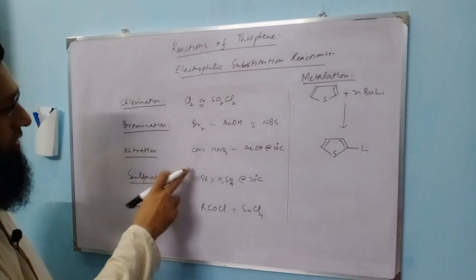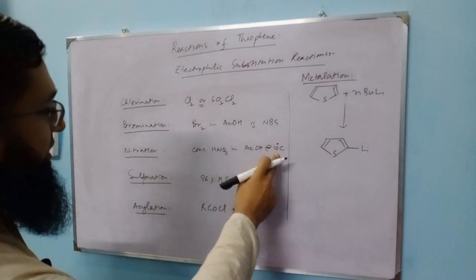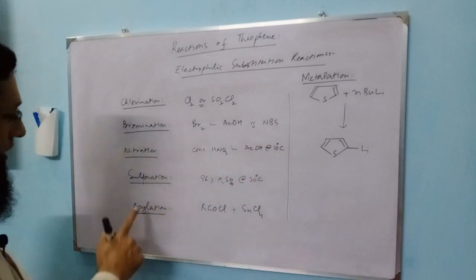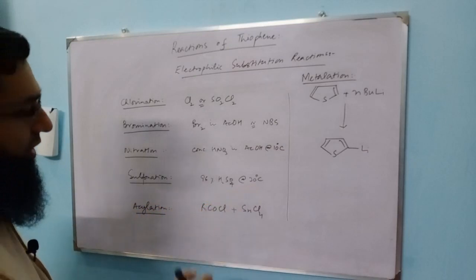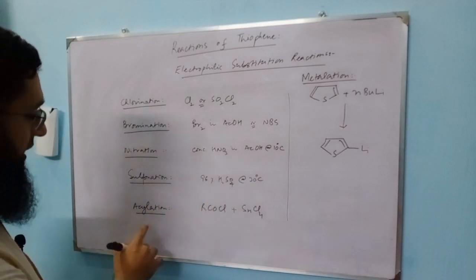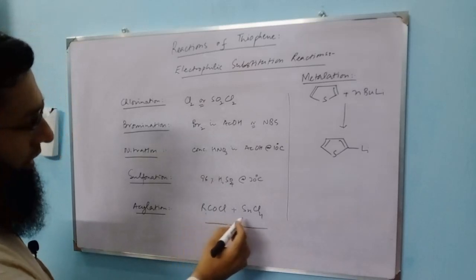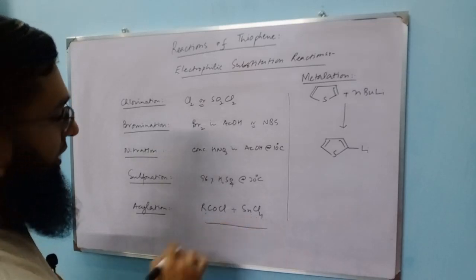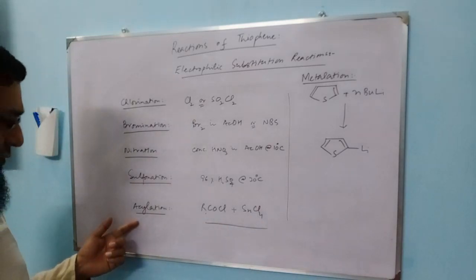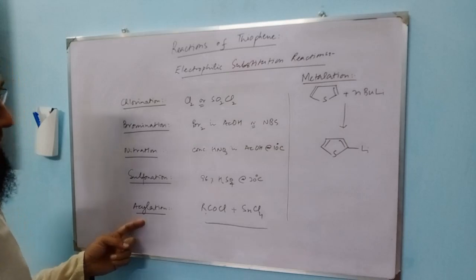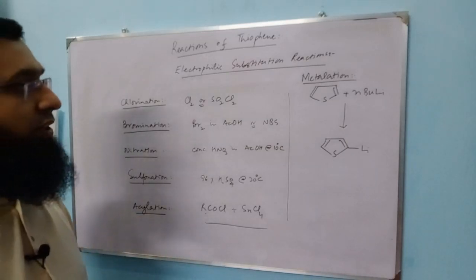And for nitration, concentrated nitric acid and acetic acid at a lower temperature, 10 degrees centigrade, is used. For sulfonation, 96% sulfuric acid at 30 degrees centigrade is used. And acylation is carried out using acid chloride plus SnCl4, and this reaction results in 2-acyl thiophene, whereas alkylation reactions of thiophene give poor yield.